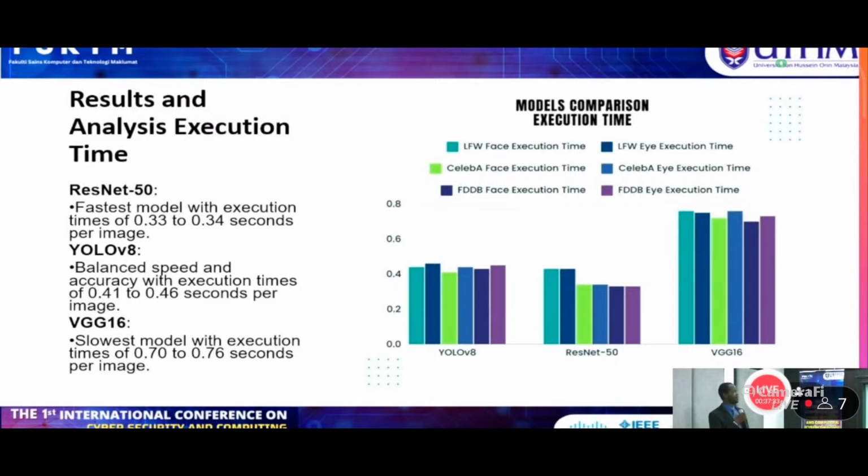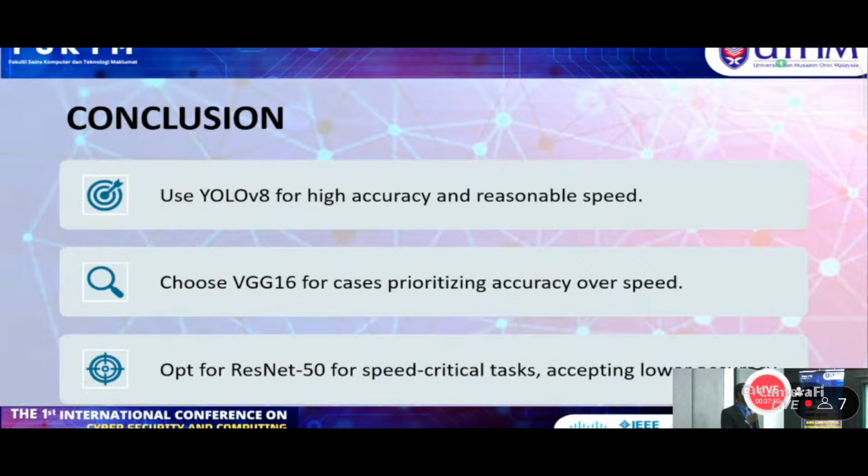Some models have high accuracy but struggle with being the slowest, with times of 0.70 seconds to 0.66 seconds. So in conclusion, use these models where high accuracy is needed. Lastly, use the faster models where lower accuracy is acceptable. That's all.